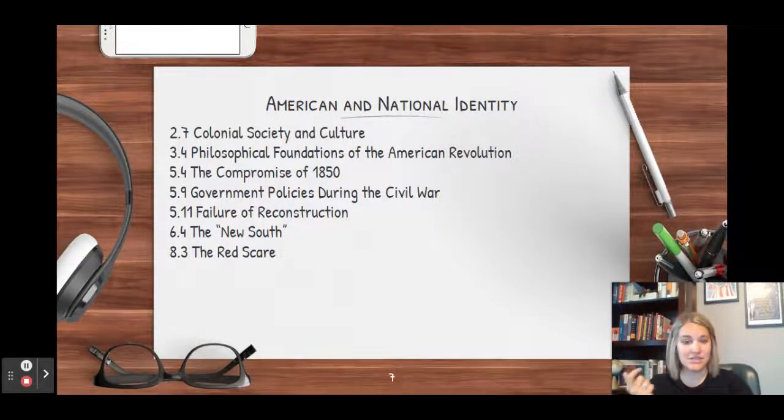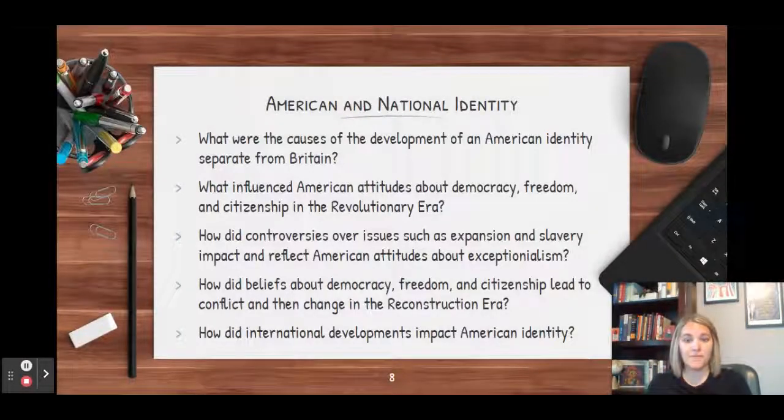So what are some of the things you need to consider with this theme throughout the year? What were the causes of the development of an American identity separate from Britain? What influenced American attitudes about democracy, freedom, and citizenship in the Revolutionary era? How did controversies over issues such as expansion and slavery impact and reflect American attitudes about exceptionalism? How did beliefs about democracy, freedom, and citizenship lead to conflict and then change in the Reconstruction era? And how did international developments impact American identity? So those are kind of the things that you want to think about.